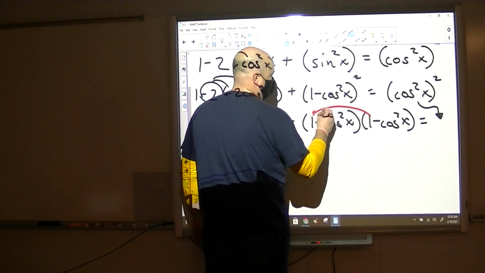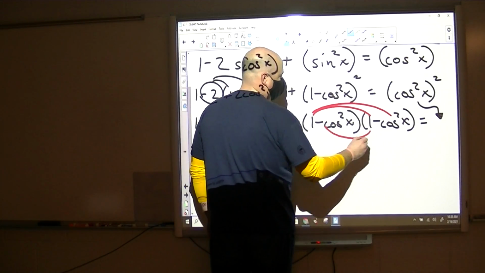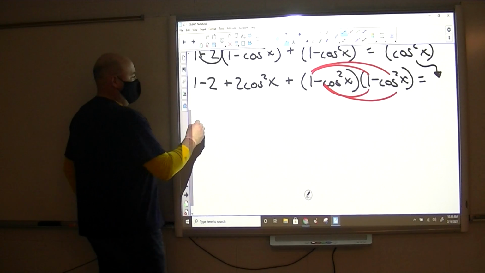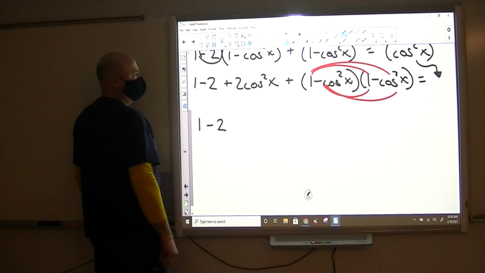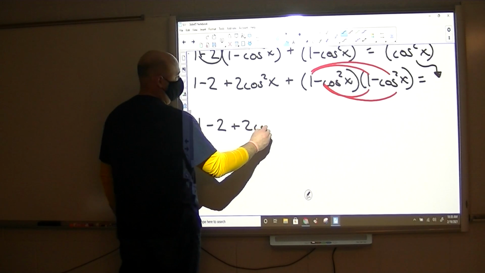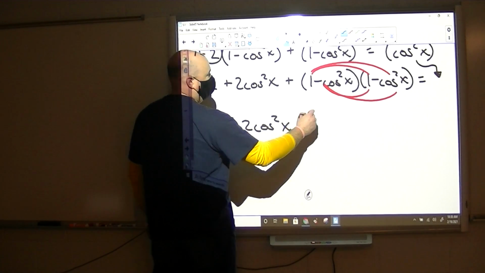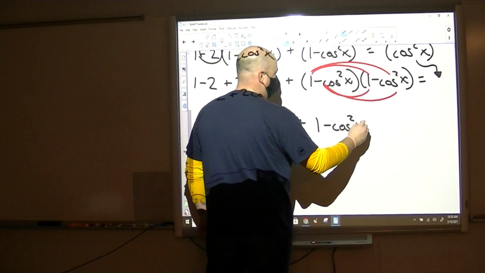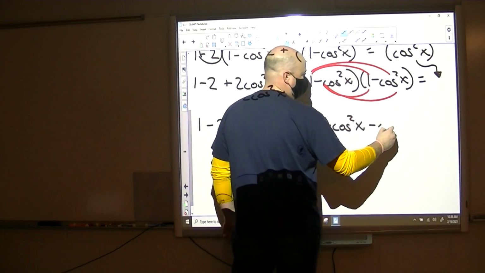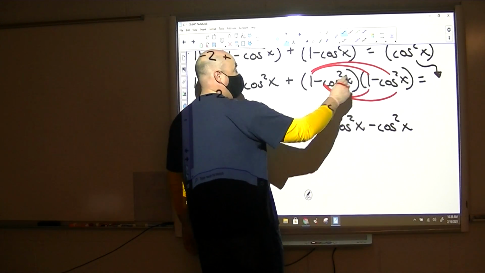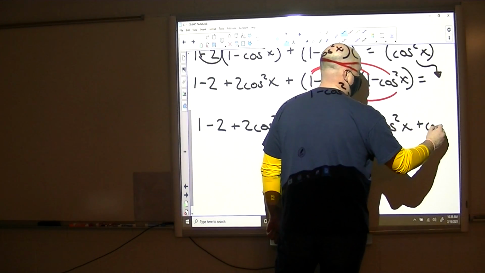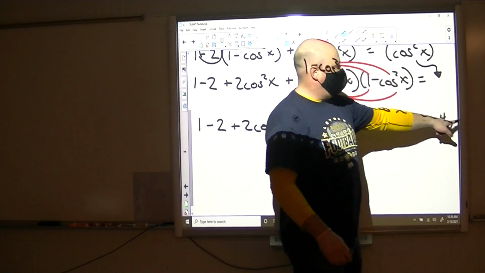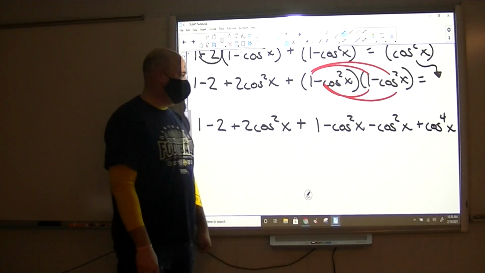And now we FOIL, or distribute, whatever you want to call it. 1 times 1, 1 times negative cosine times 1, negative cosine times negative cosine. 1 minus 2 plus 2 cosine squared x plus 1 times 1 is 1. 1 times negative cosine squared is negative cosine squared. Negative cosine squared times 1 is negative cosine squared. Negative cosine squared times negative cosine squared is positive cosine to the fourth x equals, we're running out of room, yeah?